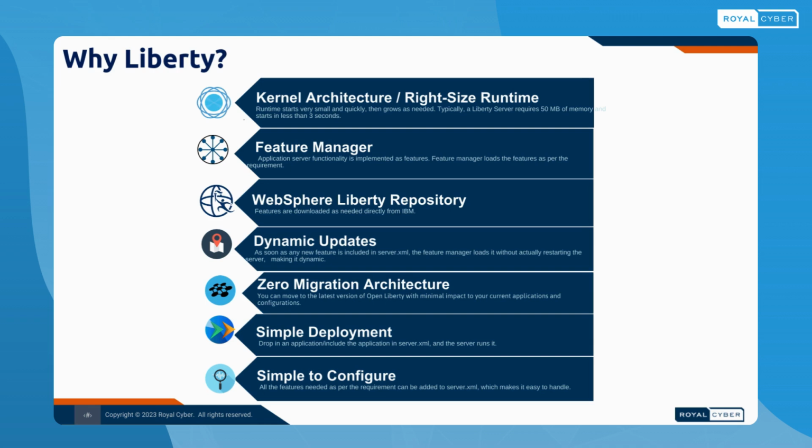One of my favorite things is dynamic updates. You can make many changes while the server is running, no restarts needed, which really reduces downtime. Liberty also follows a zero migration approach, so your apps keep working even as the runtime evolves. Upgrades are much simpler. And finally, deployment and configuration are easy. You can drop your apps right into the server or CI/CD pipeline, and most settings live in a single, readable file, making automation and version control straightforward.